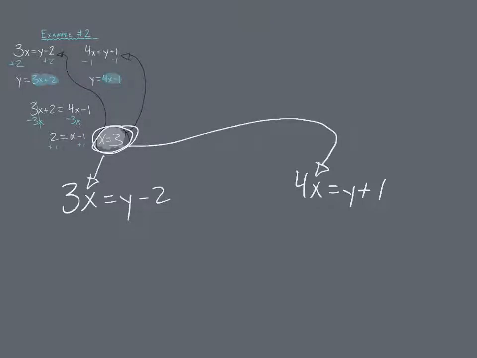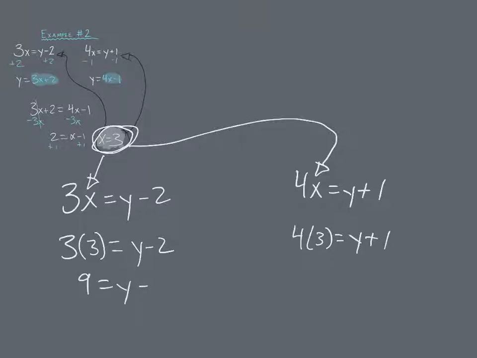So that's going to be 3 times 3 is equal to y minus 2. 4 times 3 is equal to y plus 1. It's going to be 9 is equal to y minus 2. 12 is equal to y plus 1. On this side, we are going to add 2, and we're going to get y is equal to 11. On this side, we're going to subtract 1, and y is equal to 11.